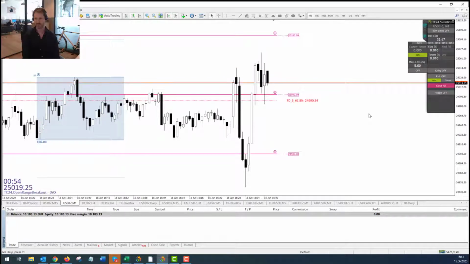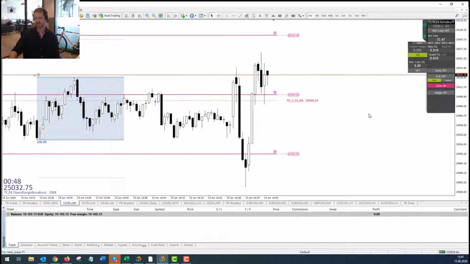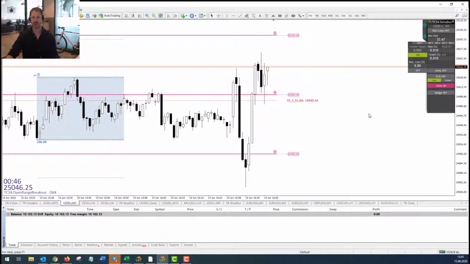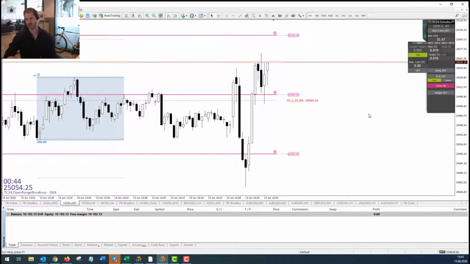All right, so that's a basic introduction to this SwissBox strategy, which is our signature trading strategy from Traders Club 24.